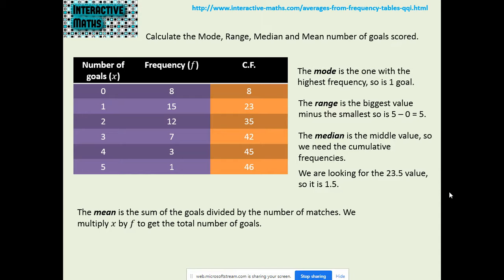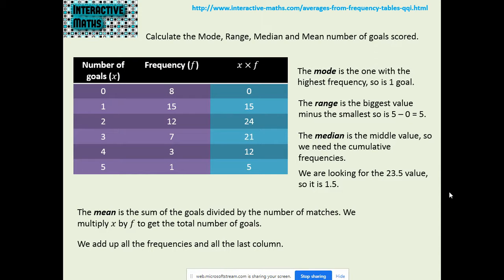The mean number of goals is the sum of goals divided by the number of matches. In this case, the mean is a little bit more work that you need to do, so pay attention. What they expect you to do is draw another column, x times f, which is the number of goals multiplied by the frequency. The first one's going to be 0 times 8 is 0. The next one is 1 times 15, which is 15. The next one is 2 times 12, which is 24. And the next one is 3 times 7, which is 21, and so on.